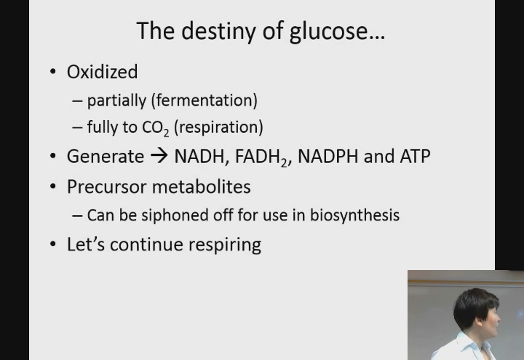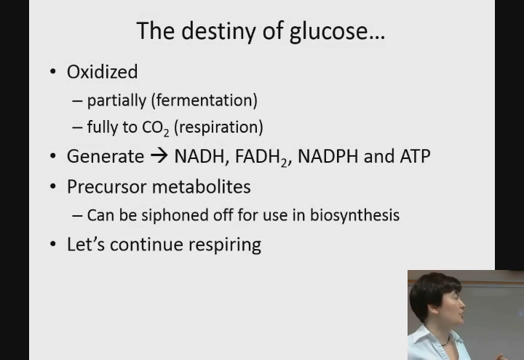Okay, so basically what we're doing with glucose in glycolysis is oxidizing it. We're partially oxidizing it, and if we continue to do respiration, we'll go all the way down. If we stop here, that's considered fermentation. In the glycolysis step, we're generating NADH and ATP. If we keep going, we're going to get more NADH, FADH2, and more ATP.